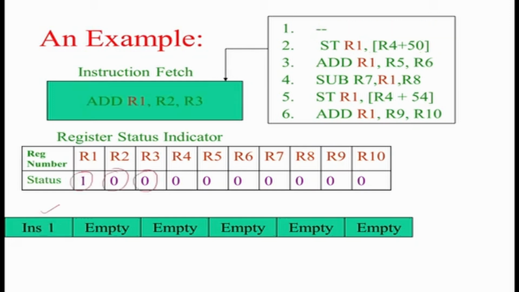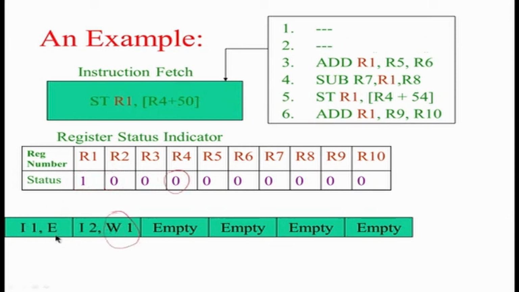Now I get add R1, R2, R3. R2 and R3 are already available in the register file, because R2 and R3 are zeros, right. So all the operands necessary for this instruction are available, so I can start executing the instruction. I start executing the instruction in execution unit 1, but in the register status indicator I say that the latest value of R1 is not in R1, but it is in execution unit 1.